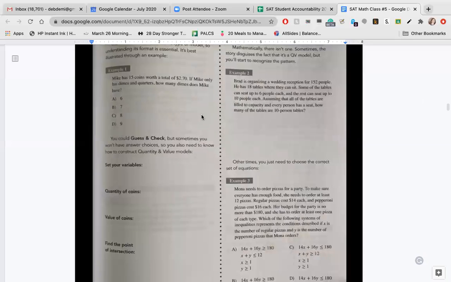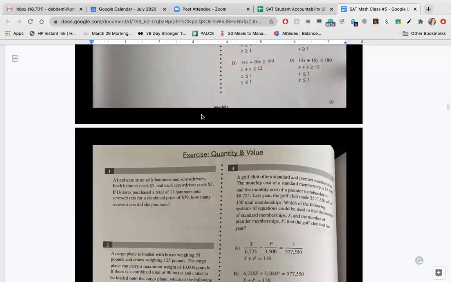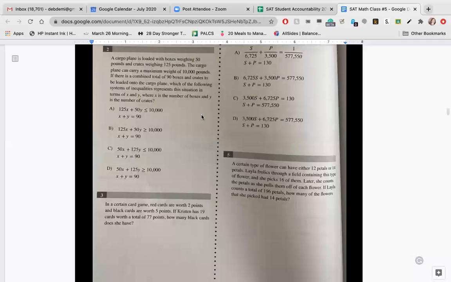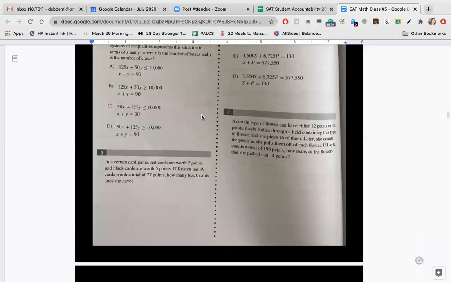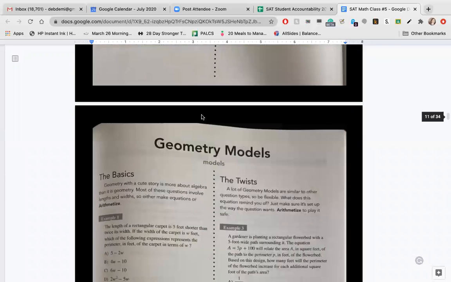Okay, so that's your quantity and value problems. You want to have your multiple equations and look at all the problems you're going to have. Oh, there's not that many, there's only 5. You can do it. Okay, geometry. Geometry with a cute story is more about algebra than it is geometry. Most of these questions involve lengths and widths, so either make equations or you can arithmetize. So go ahead and try example 1.